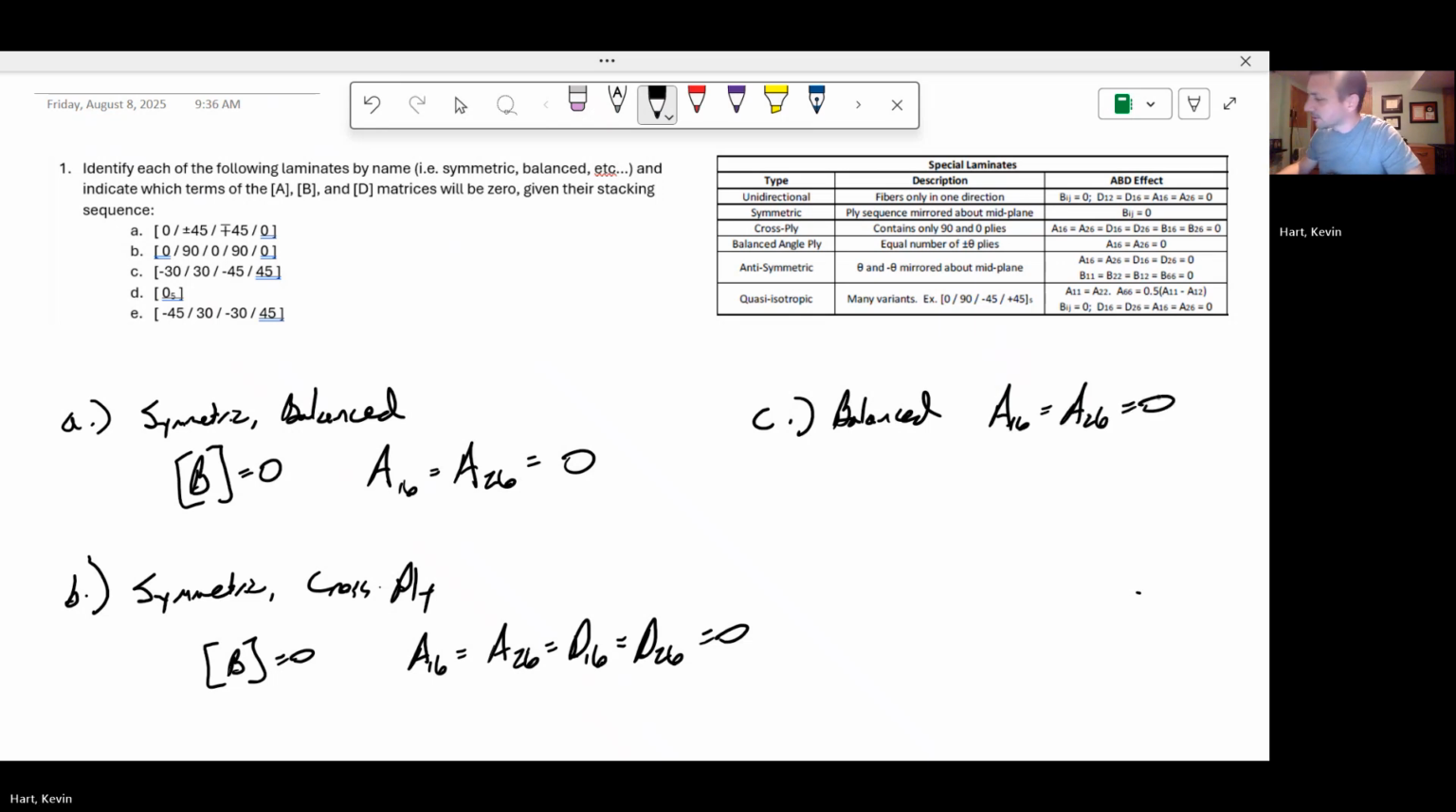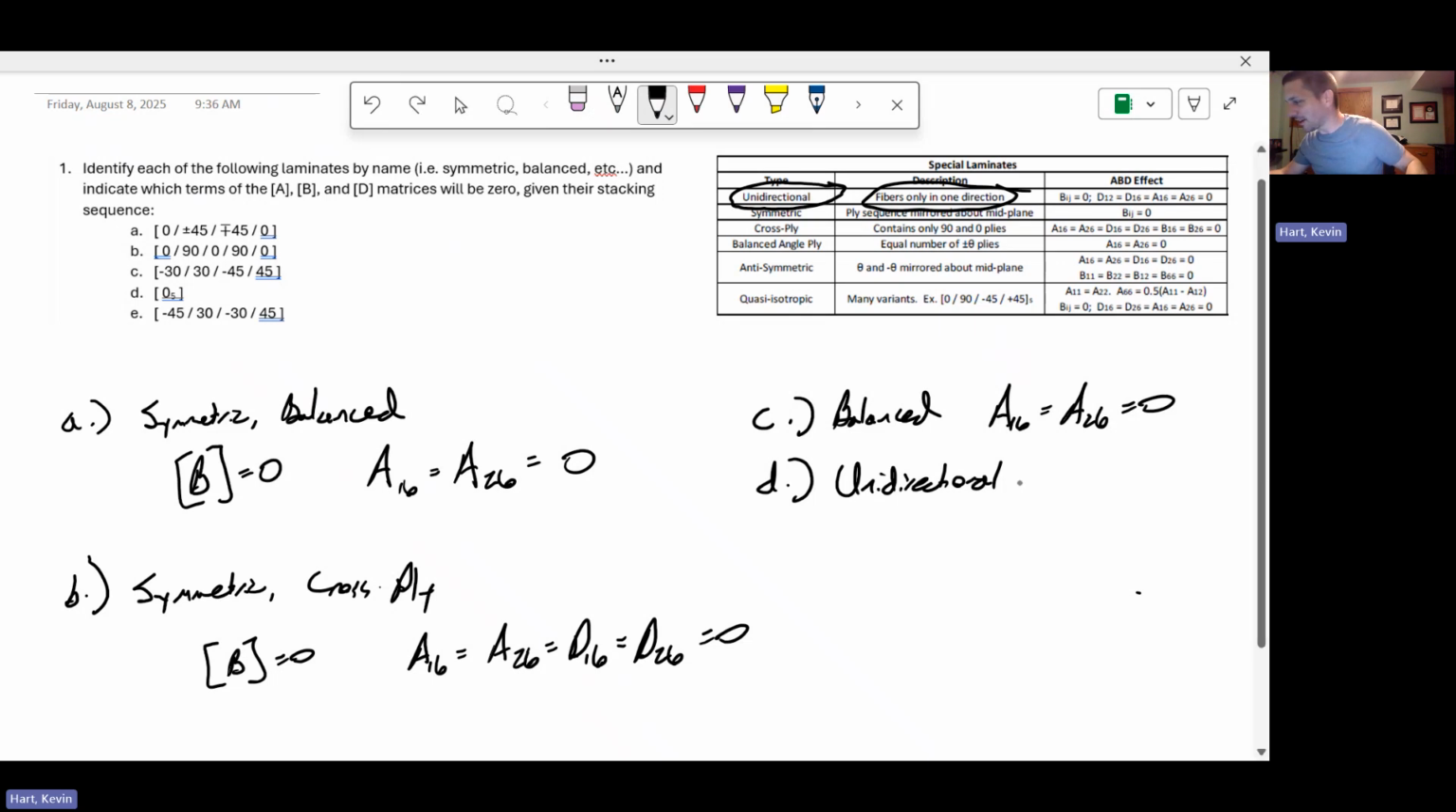Keep moving. D. This guy here is only 0 plies. So we have 5 layers of 0 degree, 1, 2, 3, 4, 5 layers of unidirectional material. So this is a unidirectional composite, right? All the fibers are in the same direction, fibers only in one direction. So this is unidirectional. It's balanced, it's symmetric, it's cross ply, it's a lot of these things, right?